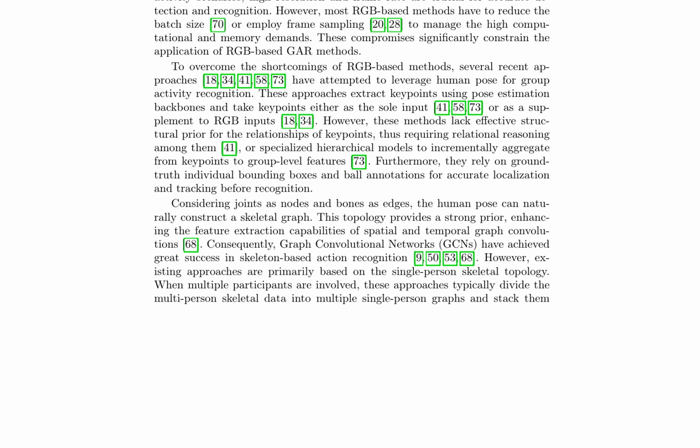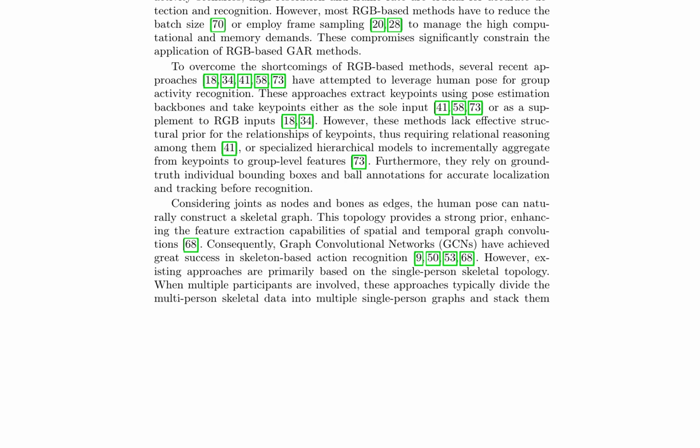This framework has demonstrated significant success in single-person skeletal action recognition, but its adaptation to multi-person scenarios remains a crucial challenge. By addressing this gap, the authors aim to develop a more efficient and effective method for group activity recognition, capitalizing on the structural priors inherent in human pose.